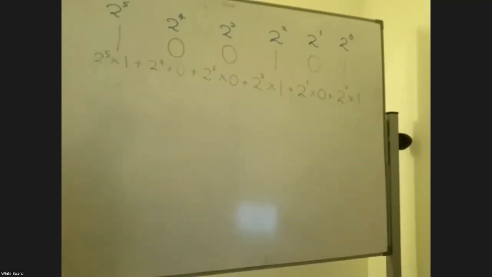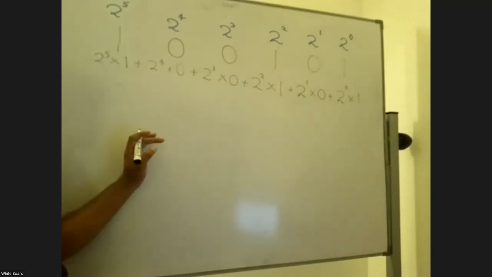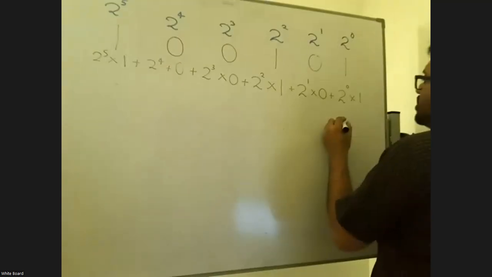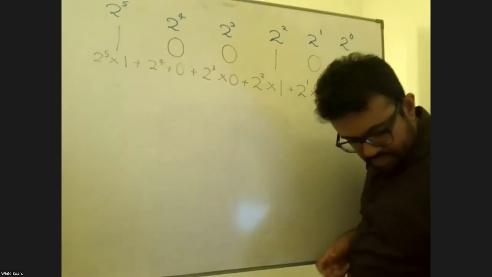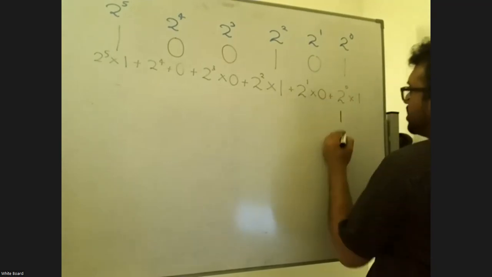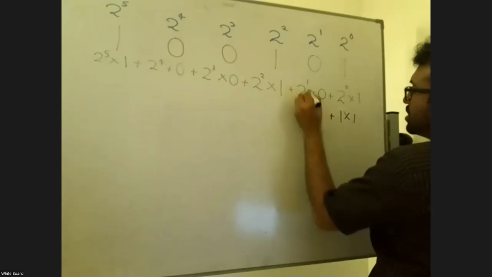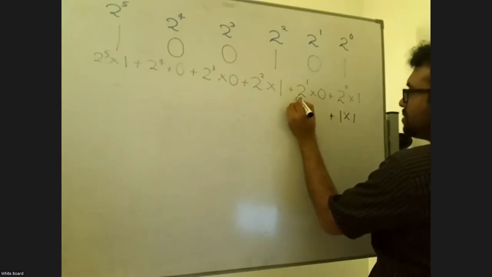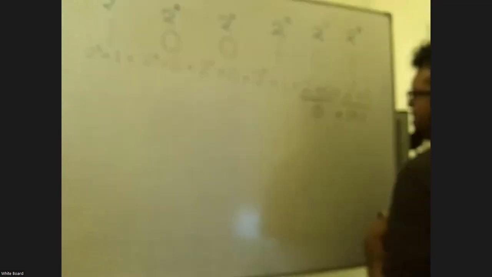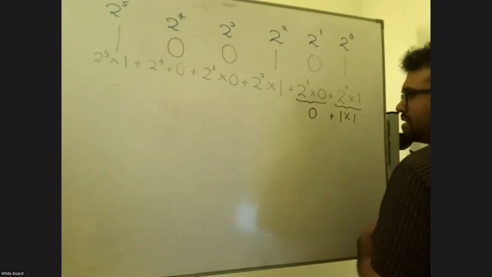I hope you can see this board now, right? Now we are going to further simplify this. You can see 2 to the power 0, this is 1. 2 to the power 0 is always 1. So look at that table, into 1 plus, if something is multiplied by 0, that will always be 0. So don't try to find out what 2 to the power 1 is. It's 2, I know that, but still you multiply it by 0, so it is going to be 0.